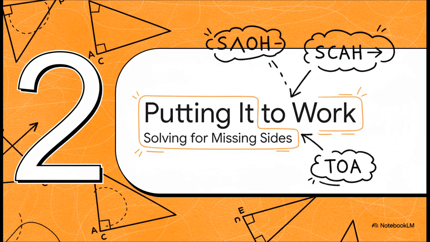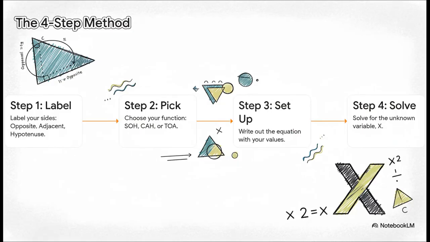This is where the theory becomes a really powerful tool. Here's a simple, foolproof method. Just 4 steps. First, look at your angle and label the sides you're working with: opposite, adjacent, hypotenuse. Second, based on what you have and what you need, you pick your function. Is it a SO, a CA, or a TOA problem? Third, write it out as an equation. And fourth, solve it. Let's give it a try.